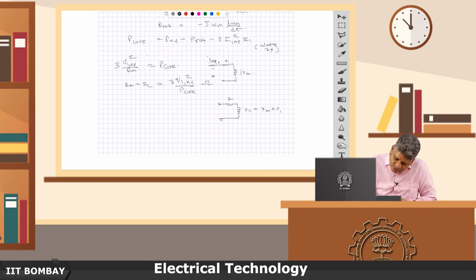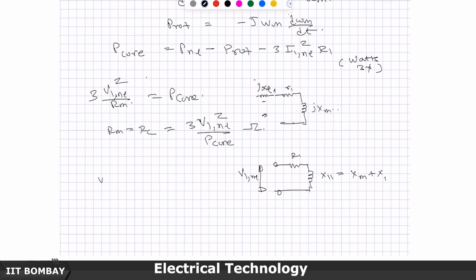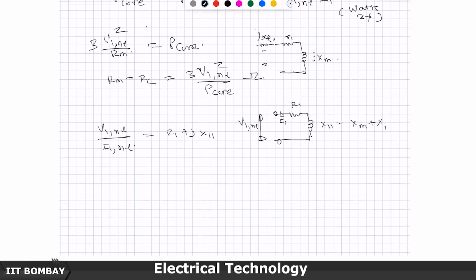Now, we have measured V1 NL. So, V1 NL divided by this current I1, the I1 NL, the no load current, will be basically equal to R1 plus jX1.